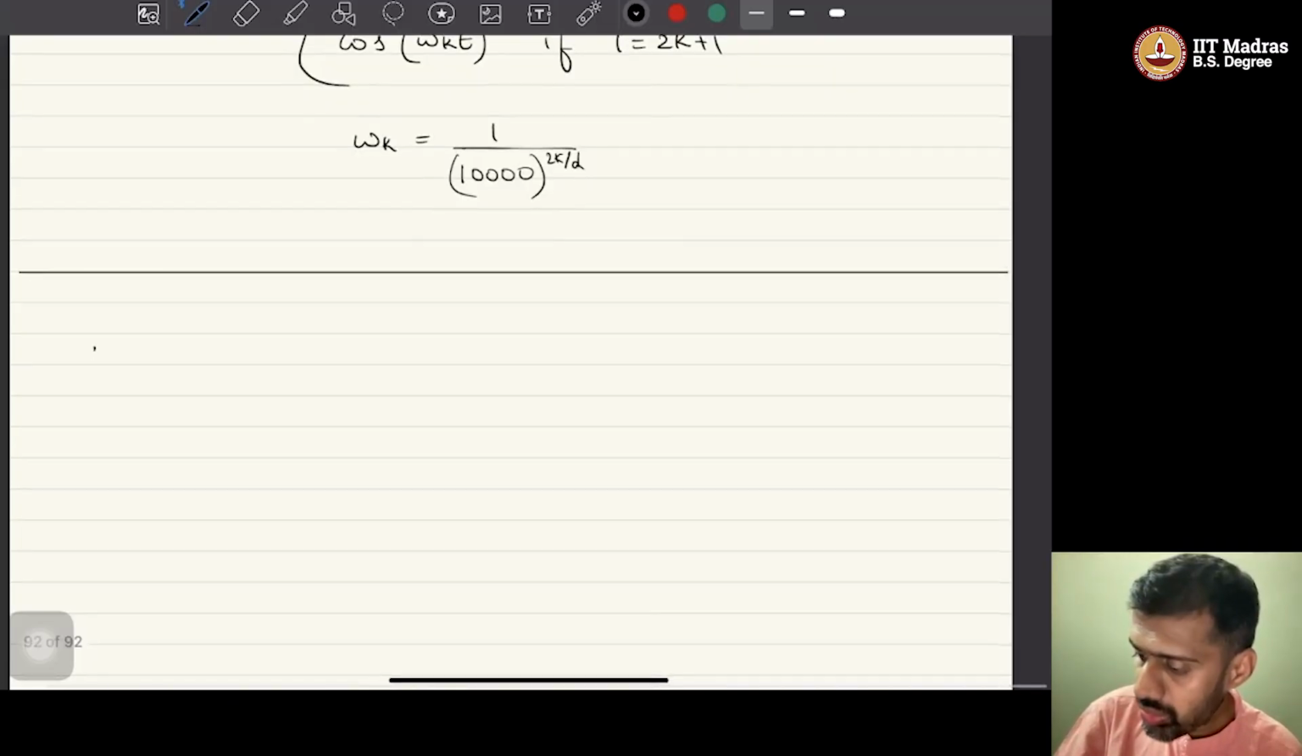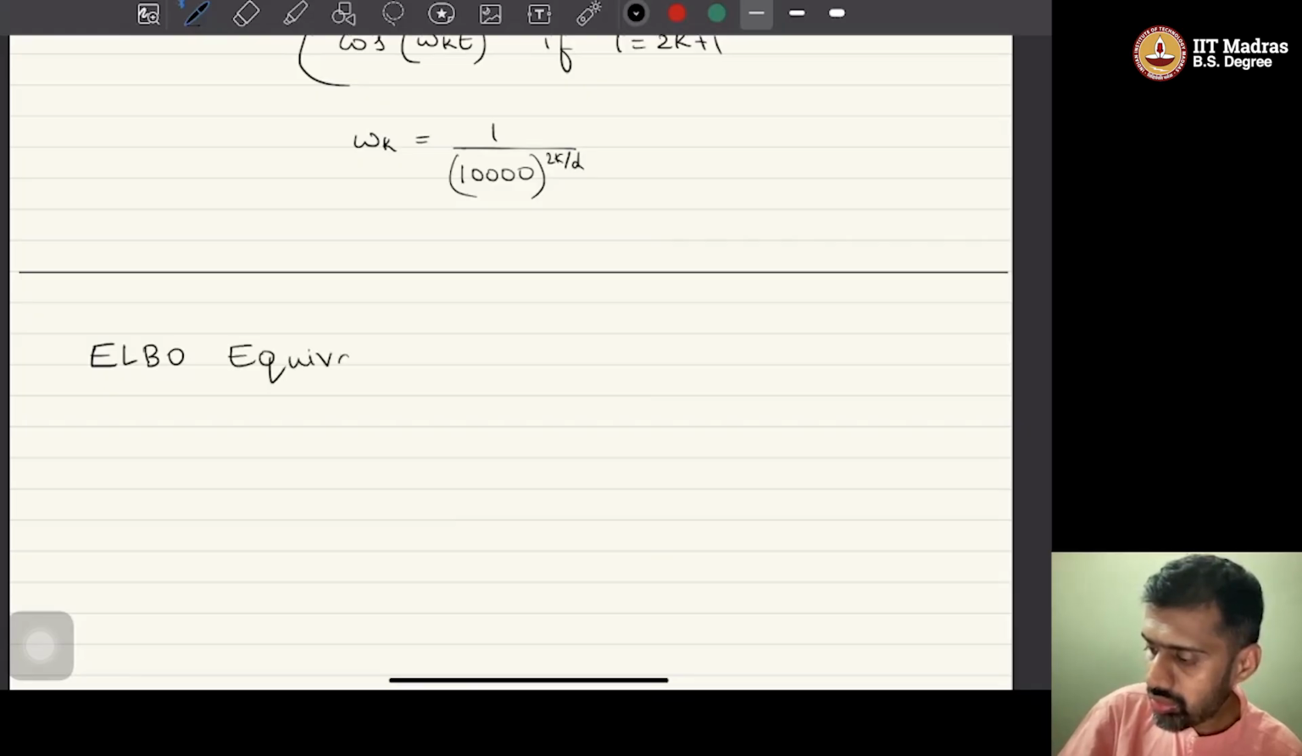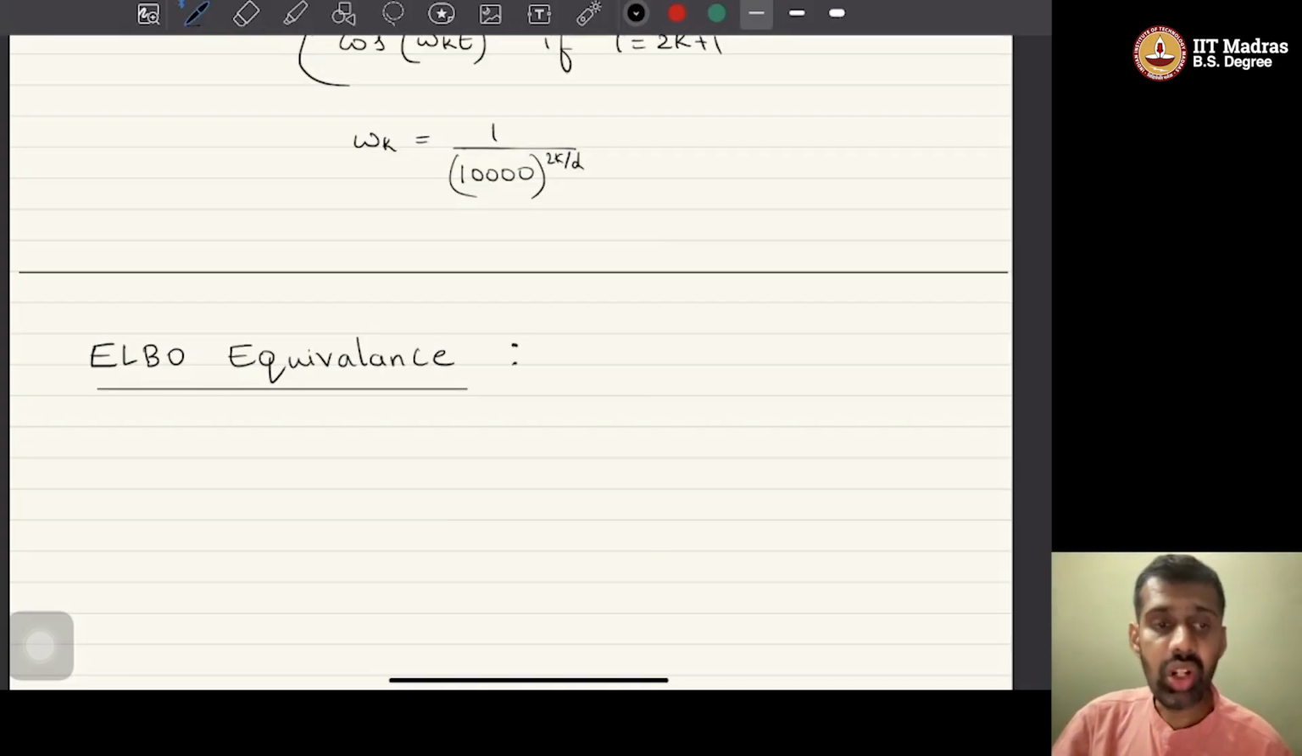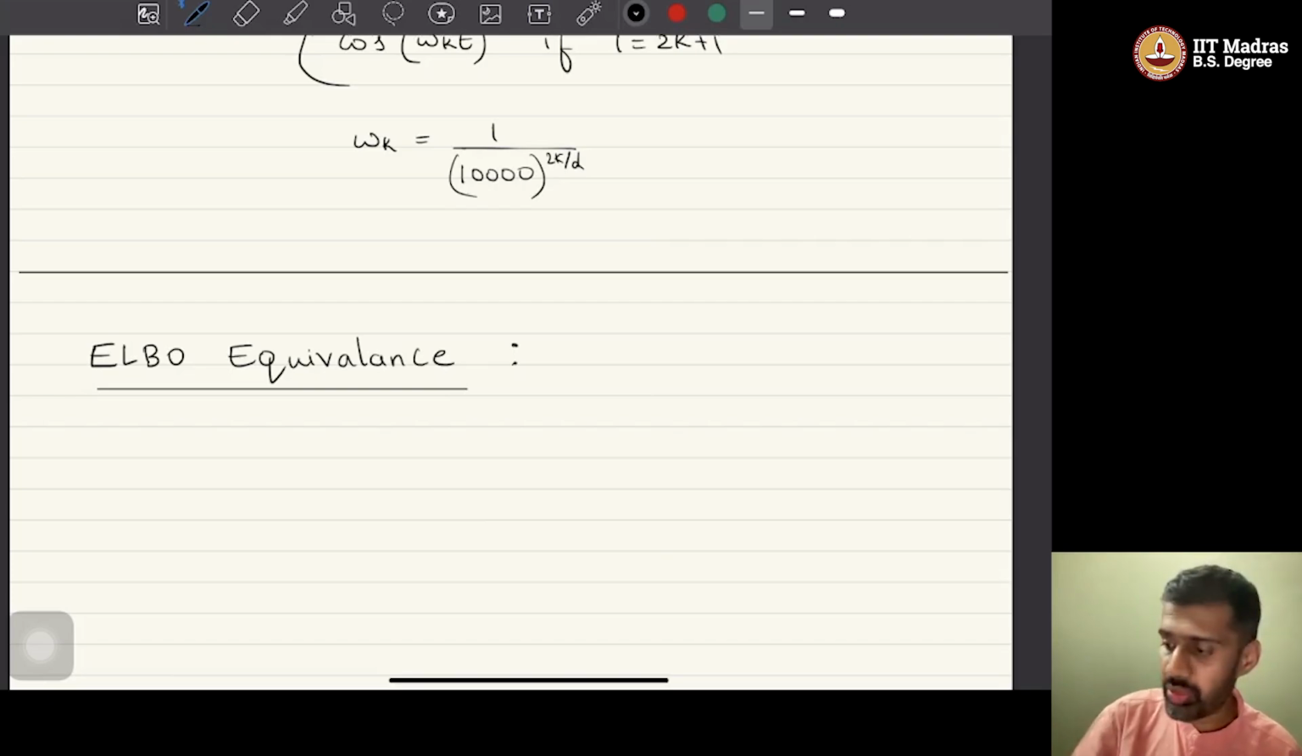So, ELBO equivalence. As I said, whatever we have seen so far is all that is there to the training, but there are, as I said, multiple ways of representing this same thing equivalently. So we will see how to do this.